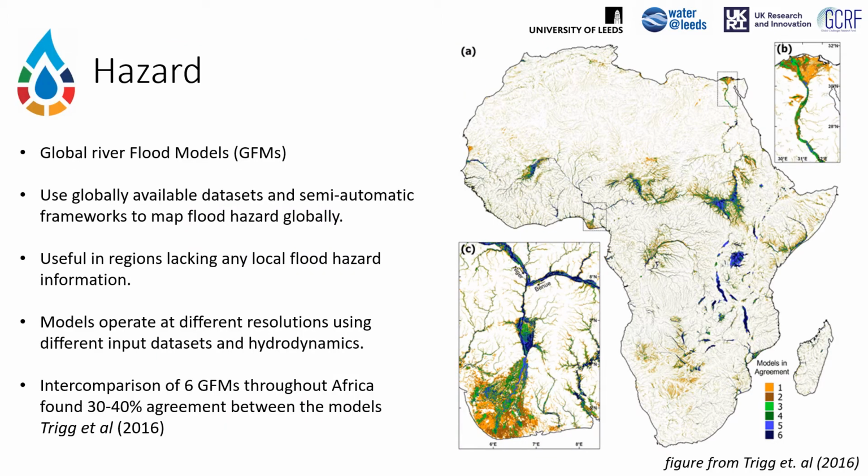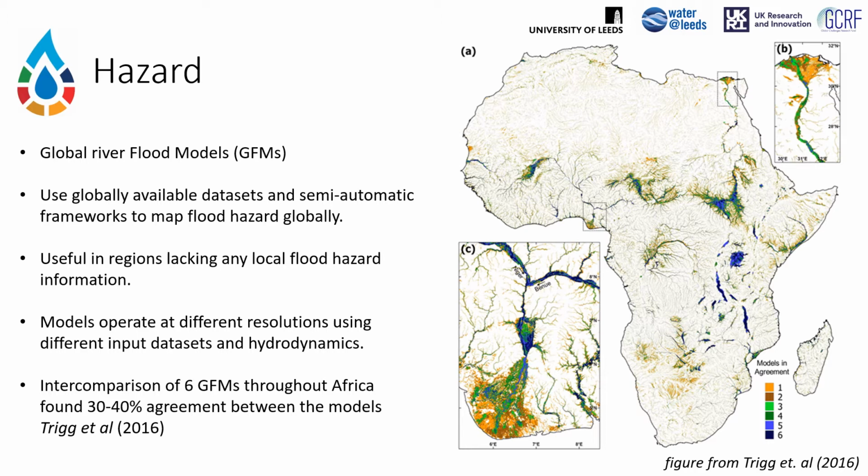So what global data sets are there for flood hazard? Well, the last decade has seen the development of global river flood models. These models use globally available datasets and automated frameworks to map flood hazard globally. They're particularly useful in regions and basins that lack the data to develop local flood models. The usefulness of these models has led to multiple global flood models being developed by different universities, research groups, and private companies. Each model adopts a slightly different approach to modeling flood hazard globally. So what you get are models that operate at different resolutions using different input data sets and different hydrodynamics.